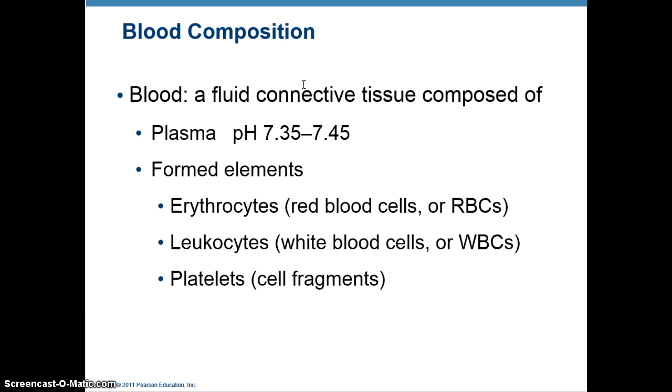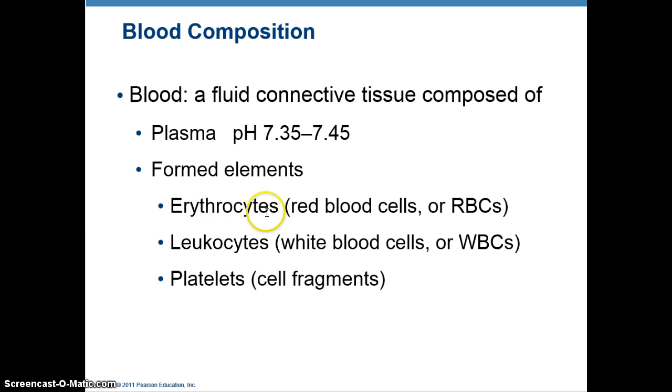So in the case of blood, we have cells, red blood cells and white blood cells, which we call formed elements, that are suspended or embedded in an extracellular matrix that we call plasma, which happens to be a liquid in this case. So the pH of the plasma is usually somewhere between 7.35 and 7.45, so it's slightly alkaline.